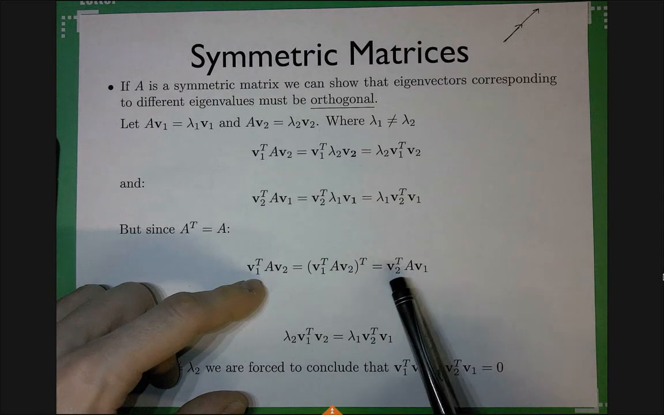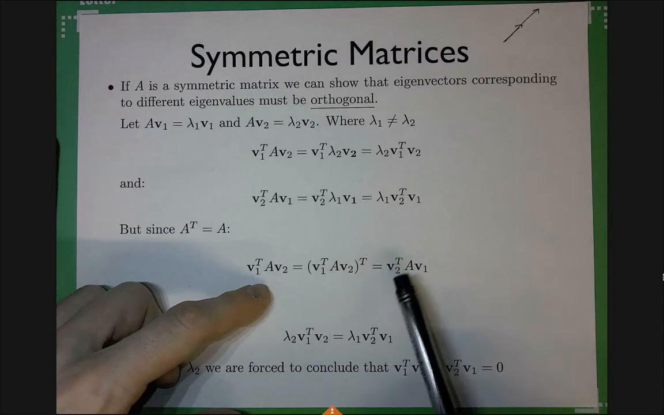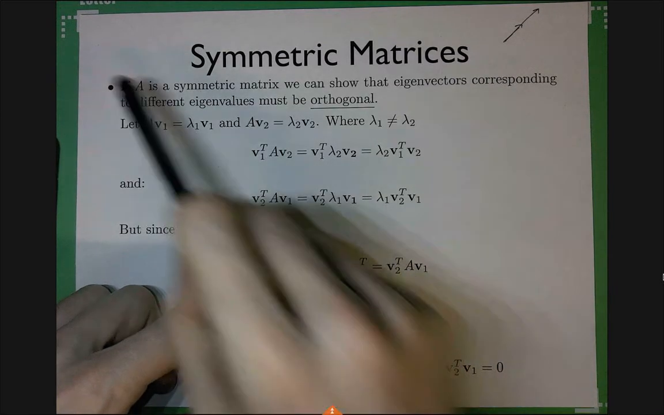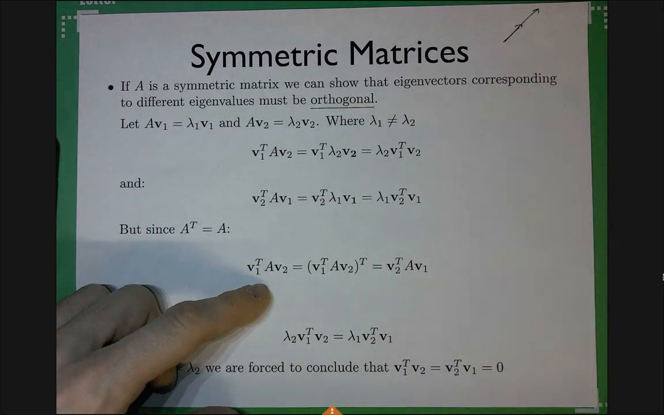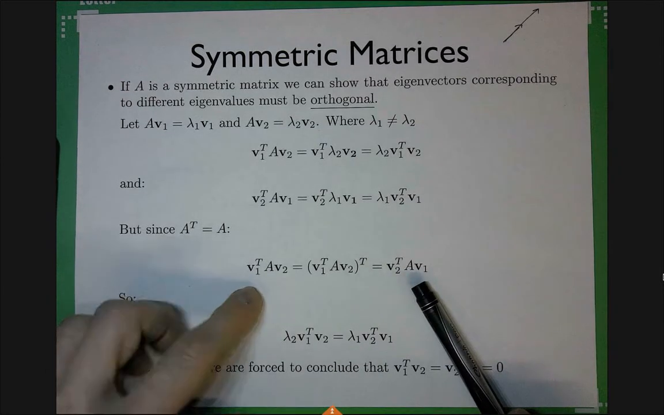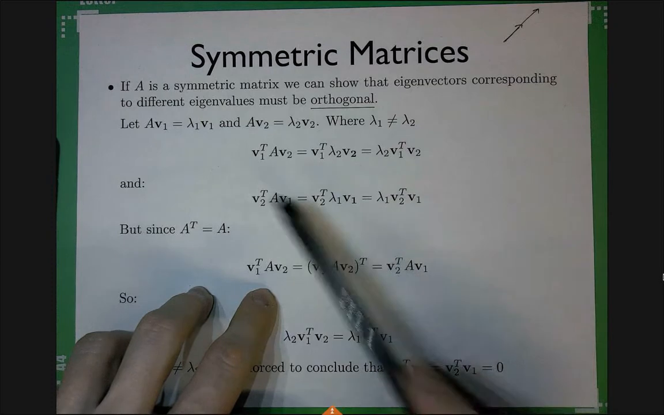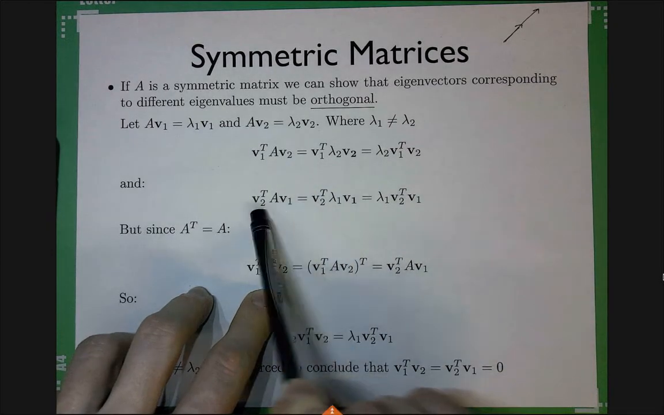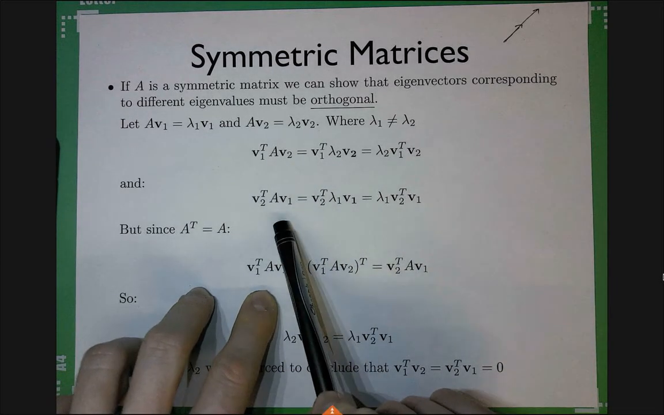And we can write it using the product rule for transposition as V1 transpose. Here should be A transpose, but A is symmetric, right? So the transpose goes away. This is just A. And here is just V1. So this shows that this guy is actually the same as this one, thanks to the fact that A is symmetric.